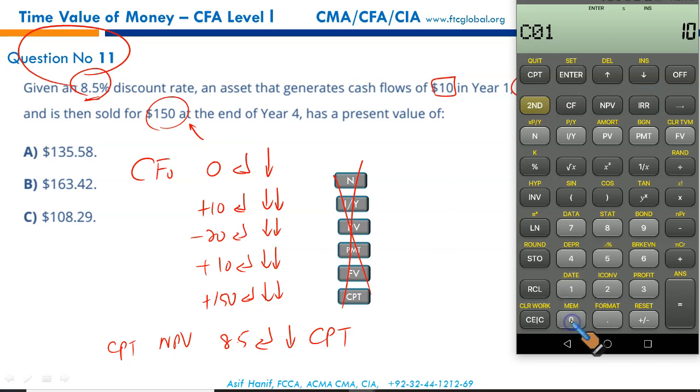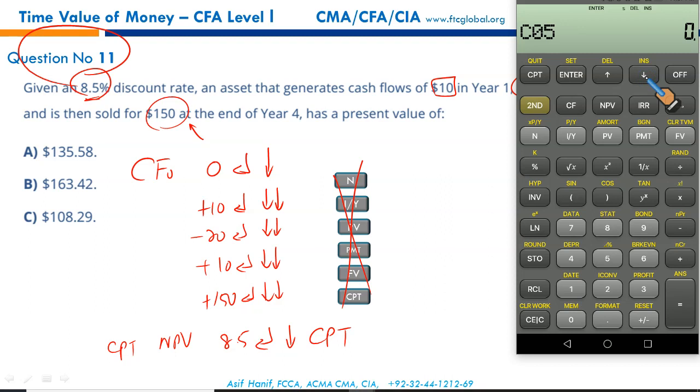First cash flow is $10 inflow, positive, enter, double arrow downward. 20 negative, enter, double arrow key down. Cash flow 3 is positive 10, enter, double arrow. 150 at the end of year 4, enter.